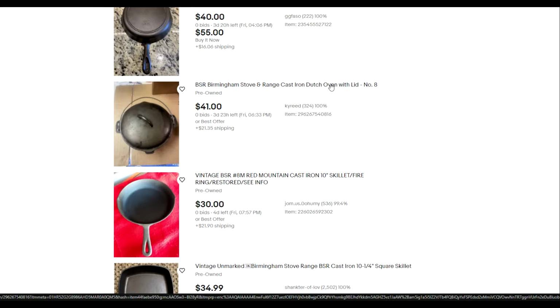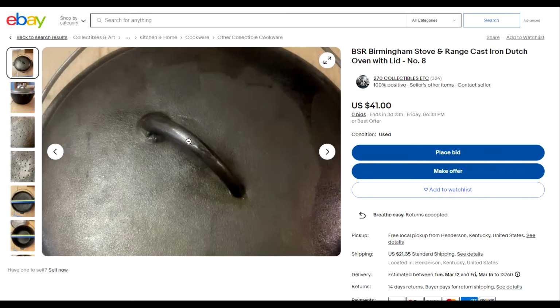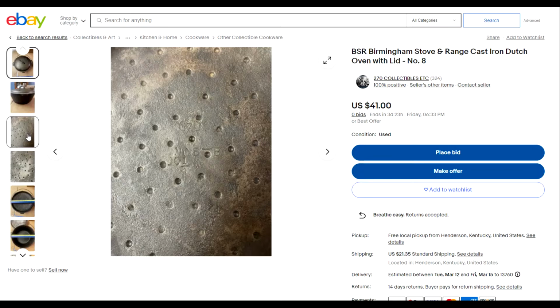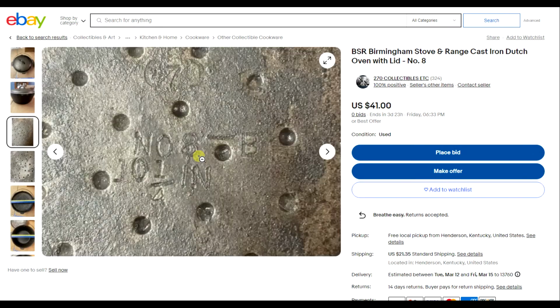BS&R Birmingham Stove and Range, number 8 Dutch oven, $41 for the first offer, $21 shipping. So, assuming the bidding doesn't go way, way up, we're looking at a number 8 sized BS&R Dutch oven here. This is definitely 1970s or later, but it's still a BS&R Dutch oven. 1970s. Let me point this out again, folks.